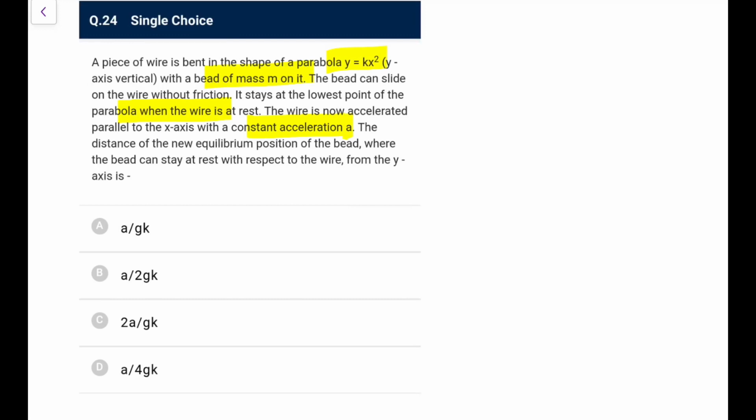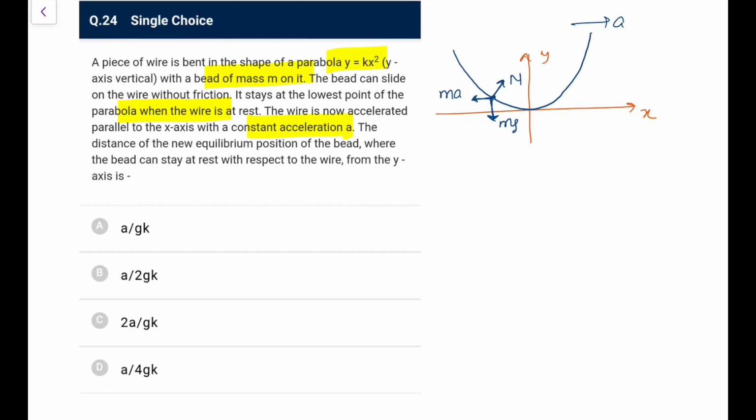So first of all, let's say this wire is like this. This is x-axis, this is y-axis. So if I draw y equal to kx square, it would be something like this. Now it is given accelerated parallel to x-axis with acceleration a. So now the bead will slide to this position somewhere here. So what will be there now? This would be the normal to the wire. This would be the pseudo force in the frame of the wire, ma, and this would be mg. Now it can stay at rest here, so it stays at rest with respect to the wire.